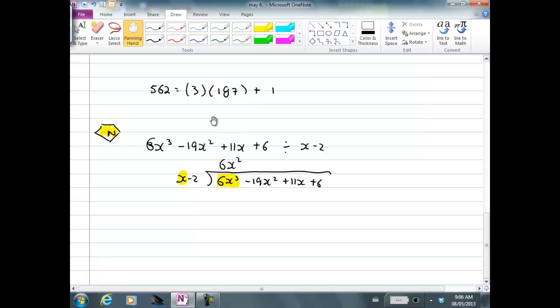So somewhere on the side, I'm going to take 6x squared, multiply that by x minus 2. Exactly like regular long division. So that gives you 6x cubed minus 12x squared. Now, we're going to minus it. Go ahead and minus it for me, please. And you should have 0x cubed. And you should have negative 7x squared. But we're not done yet.